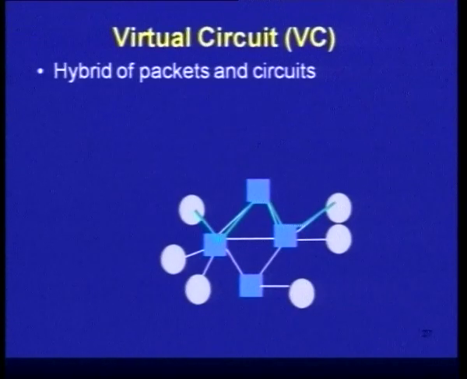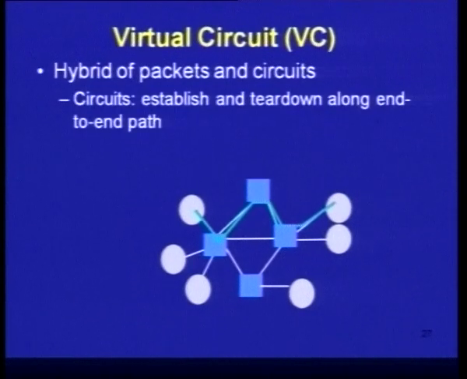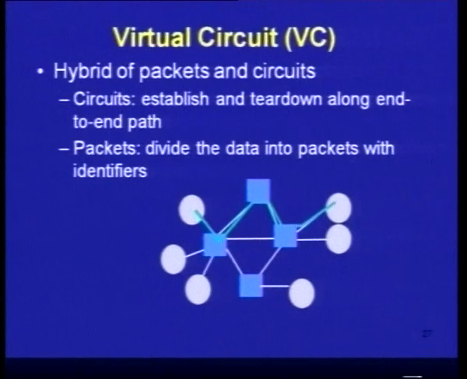Now coming to the third mechanism, which is our virtual circuit switching mechanism. Now virtual circuit actually is a hybrid of the packet switching approach and the circuit switching approach. So what happens here is circuits are established, so you have a circuit establishment and tear down along the end-to-end path, and you use packet switching in the sense that data is divided into packets with identifiers. So we are actually trying to use a combination of circuit switching and packet switching.